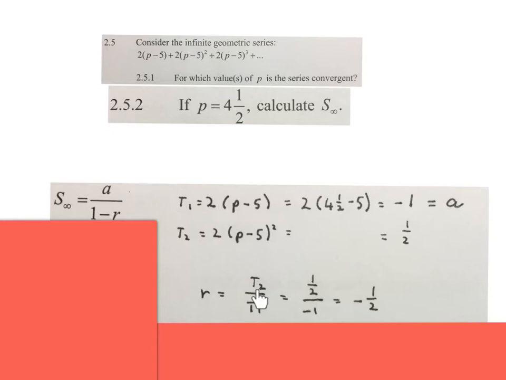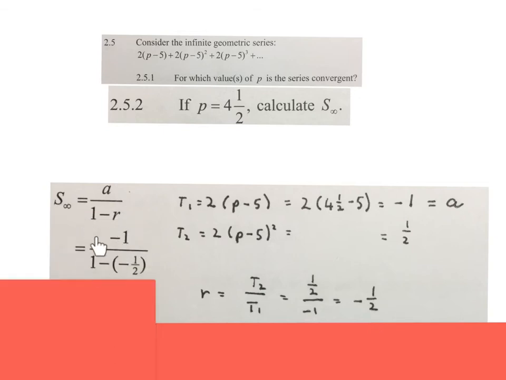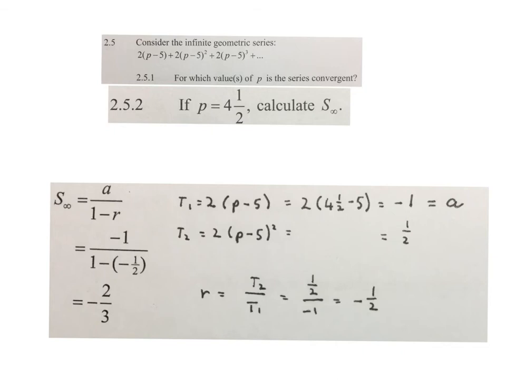Next, they said if p is now 4.5, calculate the sum to infinity. You write down the formula for the sum to infinity, and then you see I need a, my first term, and my ratio, r. We work out a by taking term 1, substituting p is 4.5, and getting the answer a is -1. Then you work out term 2 to get my ratio. Term 2 divided by term 1 will give me my ratio, which is -1/2. Plug that into my formula and get the answer, -2/3.